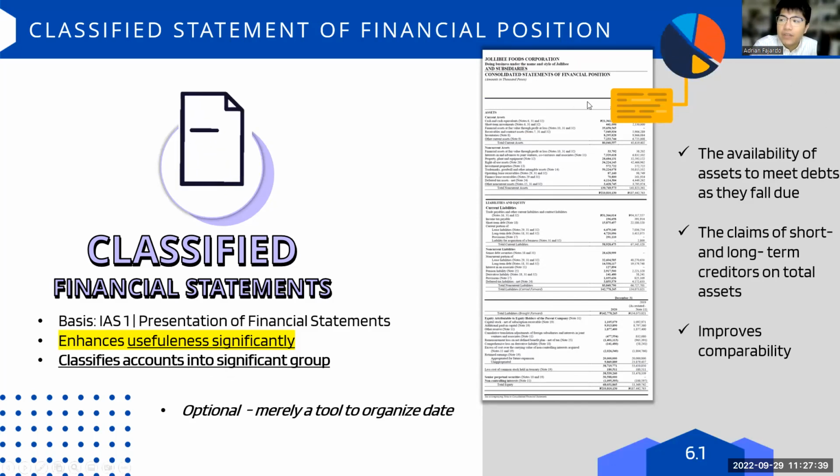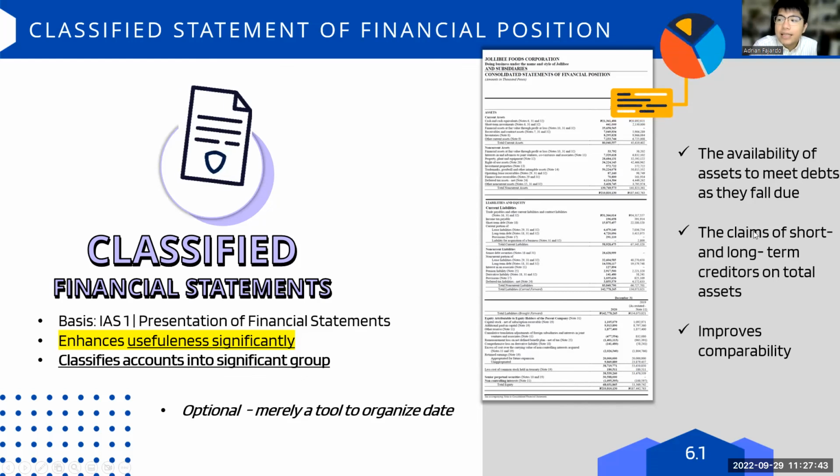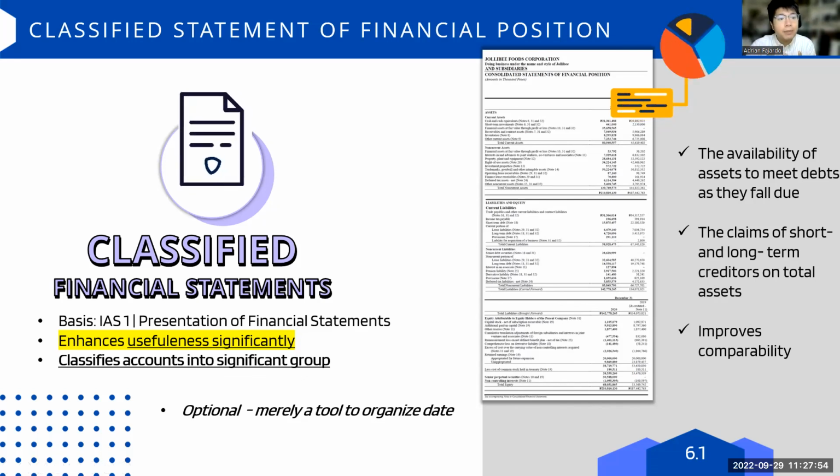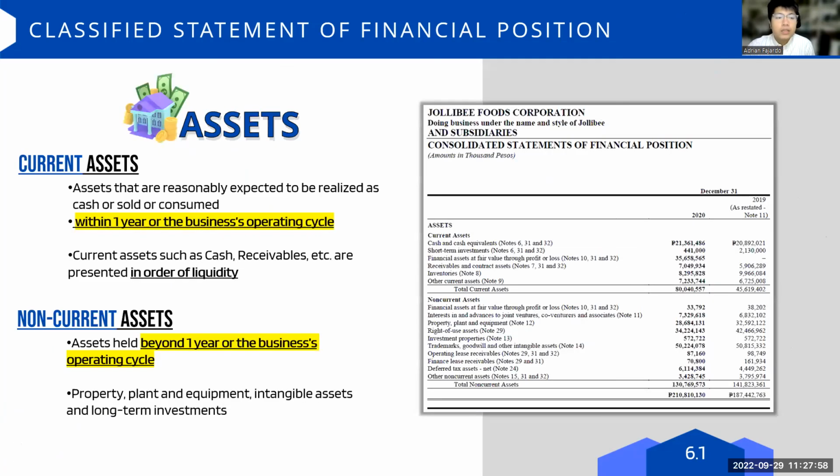So we can assess the availability of the assets to meet the debts as they fall due. We can see the claims of both the short-term or the long-term creditors on the total assets. And then it also improves the comparability. So now we can analyze a company in terms of their short-term performance and their long-term performance. So let's look at it per component.